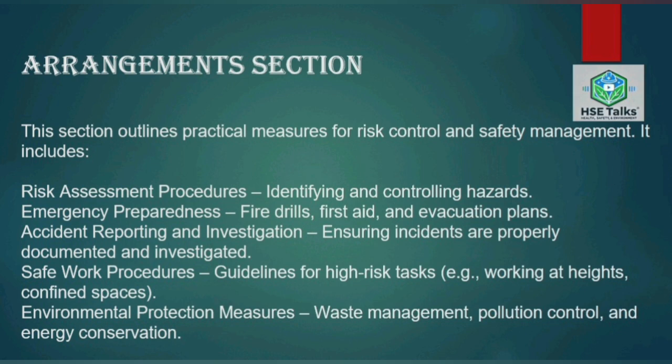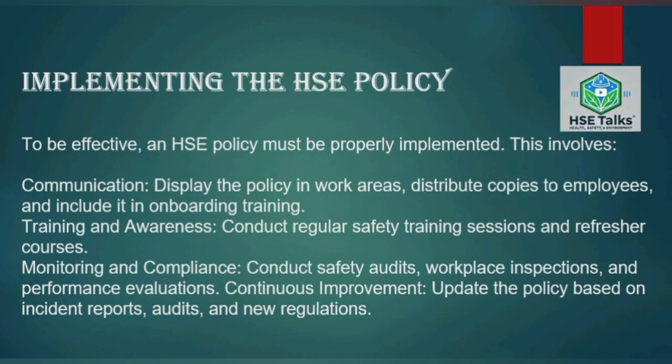Now we can go through our fourth point, implementing the HSE policy. To be effective, an HSE policy must be properly implemented. This involves communication, display the policy in work areas, distribute copies to employees, and include it in onboarding training. Then training and awareness, conduct regular safety training sessions and refresher courses. Then monitoring and compliance, conduct safety audits, workplace inspections, and performance evaluations. The last one, continuous improvement, update the policy based on incident reports, audits, and new regulations, and any risk assessment updates.